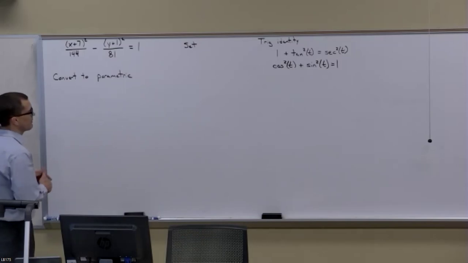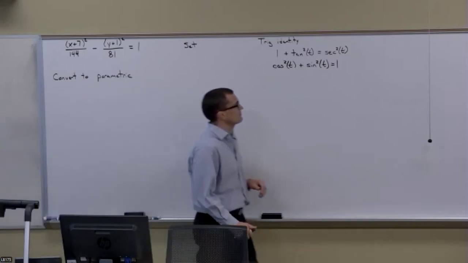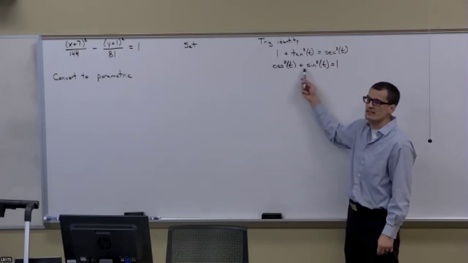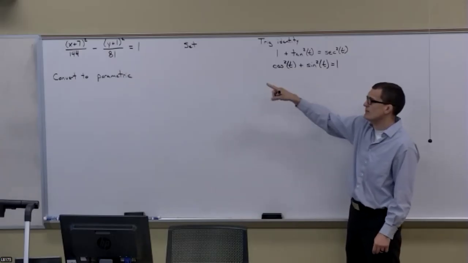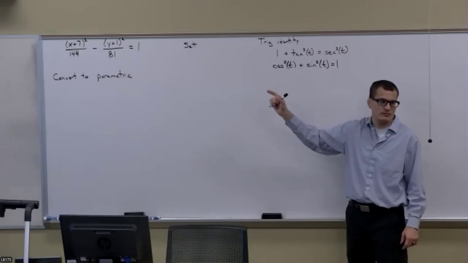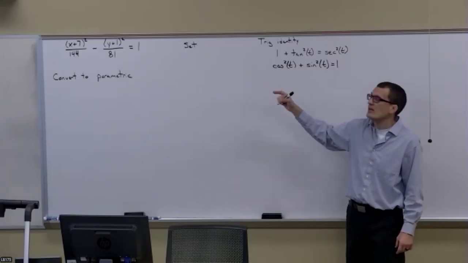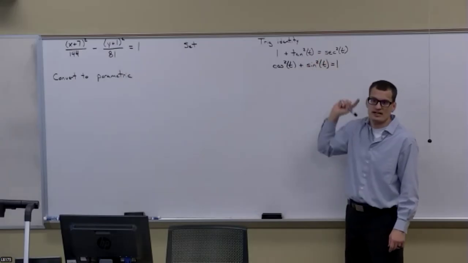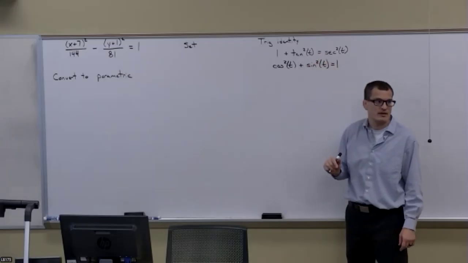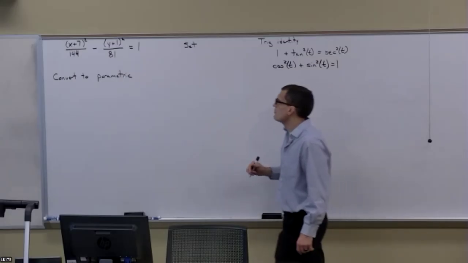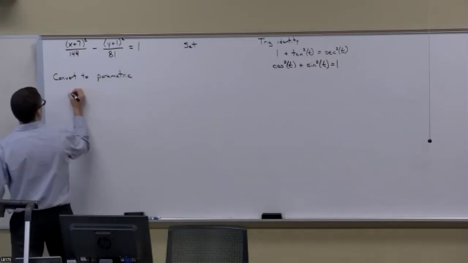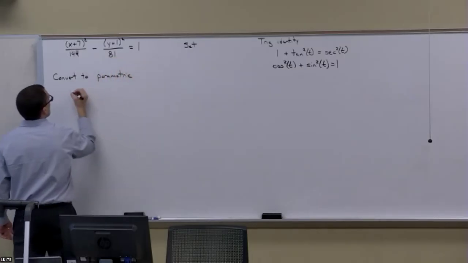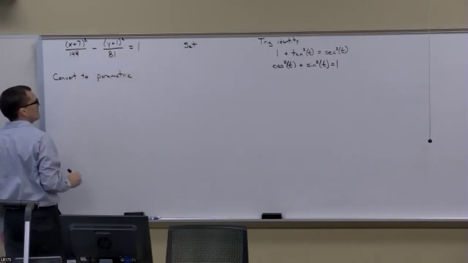All right, so let's go through this. In this case, we can't use the cosine and sine trig identity because we have a minus between the squared pieces. Therefore, I'm going to have to move them over and use this secant tangent identity. Okay. So what I'm going to do is rewrite that. I'll add this fraction to both sides.